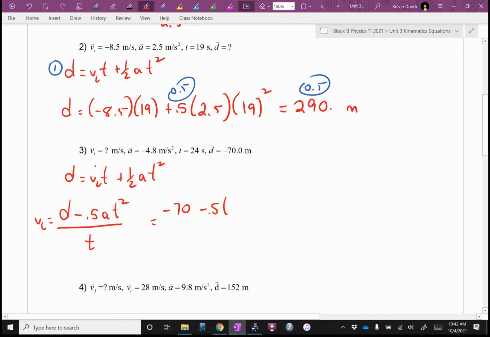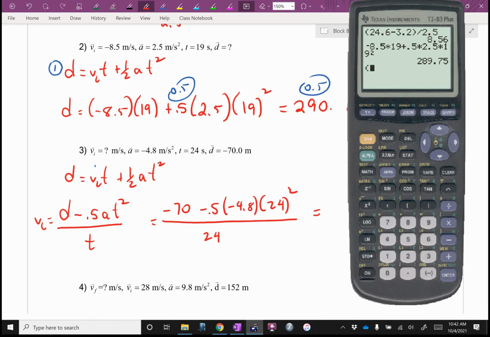Minus 0.5 times negative 4.8 times 24 squared, all over 24. Bracket negative 70 minus 0.5 times negative 4.8 times 24 squared, divided by 24. What does a negative acceleration mean? We're slowing down, or we're accelerating downwards, or accelerating backwards.